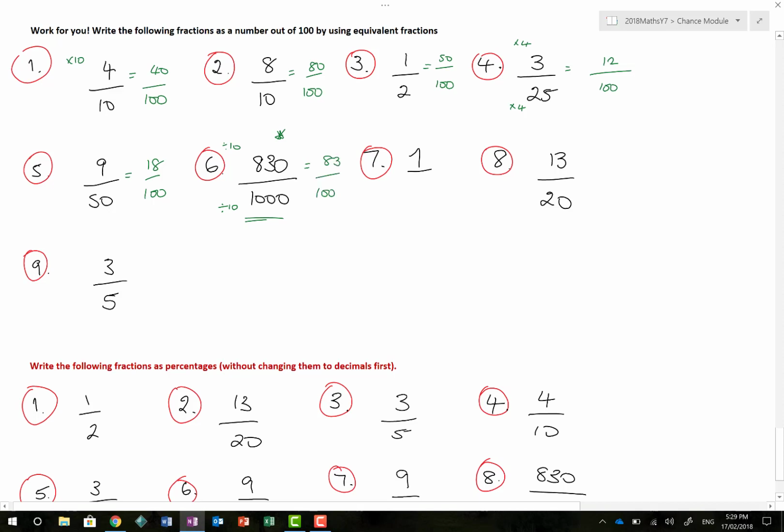Ooh, 1. Remember, that's the same as 1 over 1, which becomes 100%. Oh, no, try that again. Wrong exercise, Darren. This is equal to 100 over 100, because that was what the question wanted. And this one here, times by 5. What's 13 times by 5? And that will be 65. And the last one here, how do I get that? 20. So that will be 60 over 100.